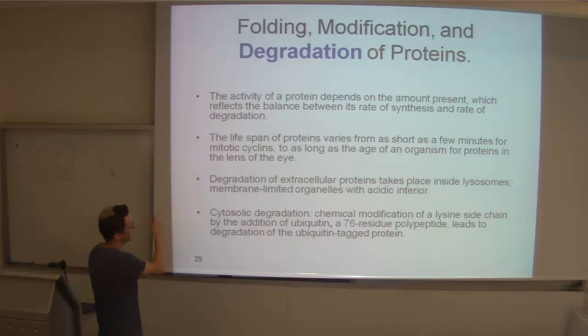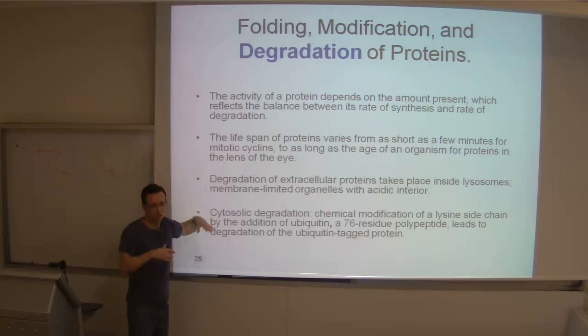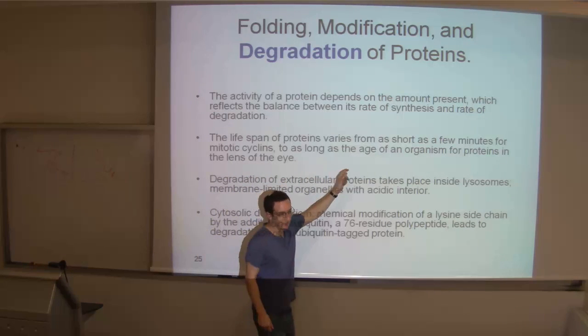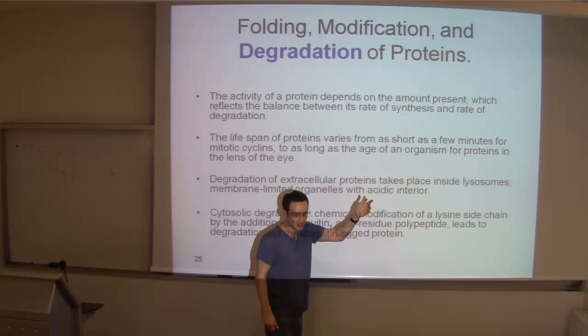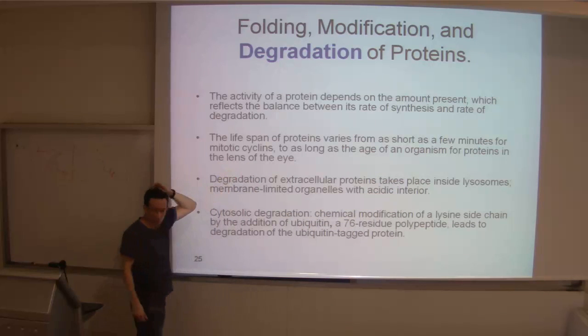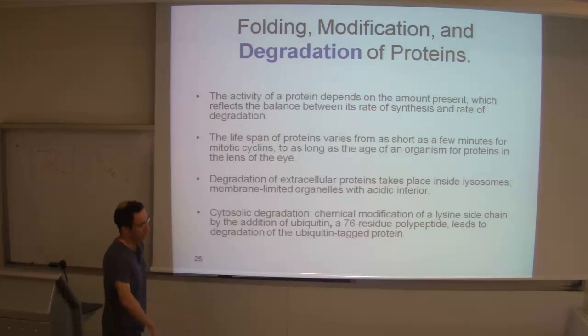The lifespan of proteins varies from as short as a few minutes for mitotic cyclins, in which the very accurate temporal resolution should be high, to the most extreme example of protein lifespan: proteins that are the same age as the organism, proteins that reside in the lens of the eye. These are proteins that do not degrade ever, and we are born with them and die with them.